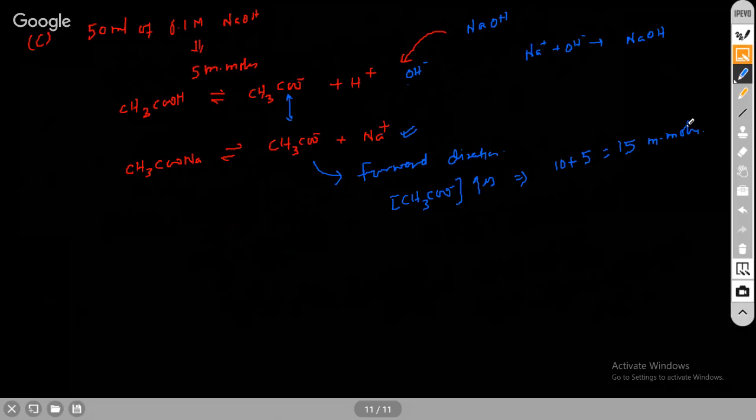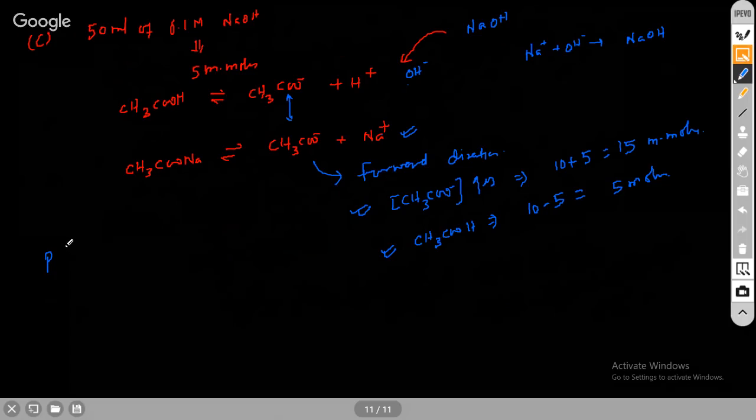What about the acid? Right? Acid concentration will decrease, right? So CH3COOH will then be 10 minus 5 equals 5 millimoles here. So salt concentration is increasing, acid concentration is decreasing.